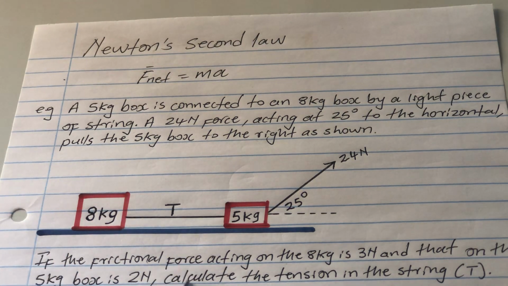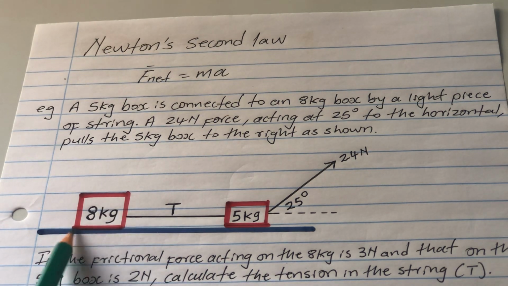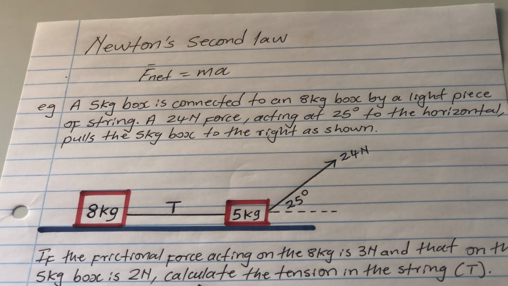If the frictional force acting on the 8 kg, the force between the 8 kg box and the surface, we are told that is 3 Newton. And the frictional force between the 5 kg and the surface here, we are told that is 2 Newton. And we are required to calculate the tension in the string.